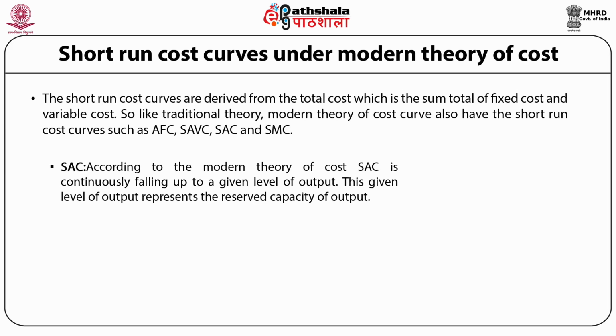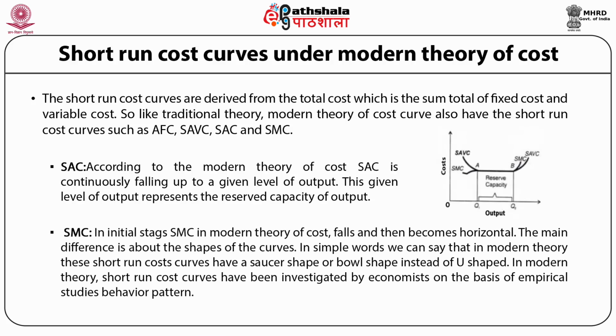According to the modern theory of cost, SAC is continuously falling up to a given level of output. This given level of output represents the reserve capacity of output. SMC: in the initial stages, SMC in modern theory of cost falls and then becomes horizontal. The main difference is about the shapes of the curves.